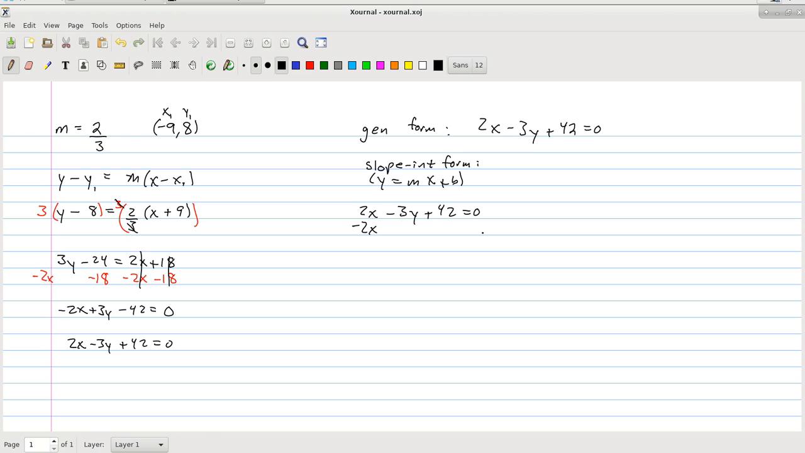So let's subtract 2x from both sides of the equation and subtract 42 from both sides of the equation. This way on the left, the 2x, 42, they cancel out, leaving us with negative 3y. On the right-hand side, we've got negative 2x minus 42. And then finally divide both sides by negative 3 to get y alone. On the left-hand side, the negative 3's reduce out, leaving us with just y. On the right, we've got 2/3 x plus 14. So this says slope-intercept form is y equals 2/3 x plus 14.